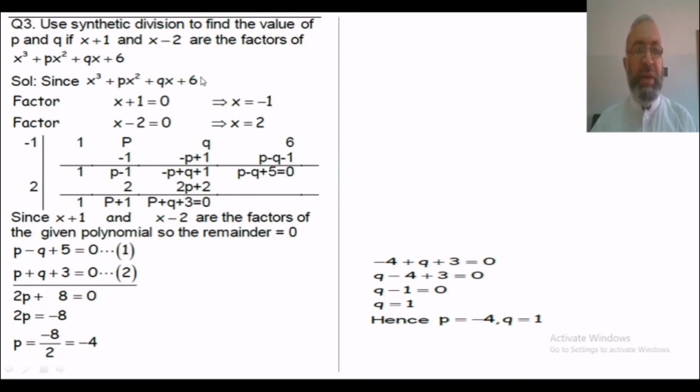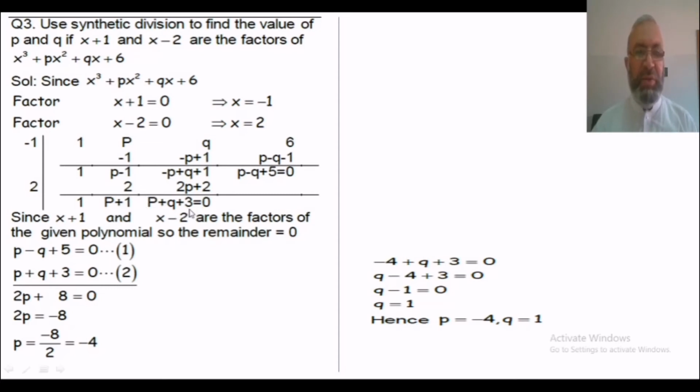Second, dividing it by 2. Next, continue the same way. Drop down the 1, multiplied by 2, that is 2. Adding to the next coefficient, that becomes p plus 2, multiplied by 2, that becomes 2p plus 4. Adding to the next coefficient, it becomes minus p plus 2p, that is p plus q, and 1 plus 2 plus 3 equals 0. Because it is the last term, that is the remainder, and since 2 is a root, or x minus 2 is a factor, the remainder should be equal to 0.